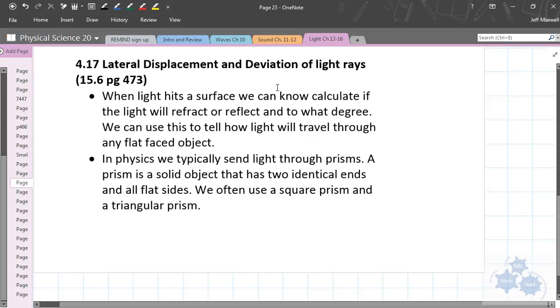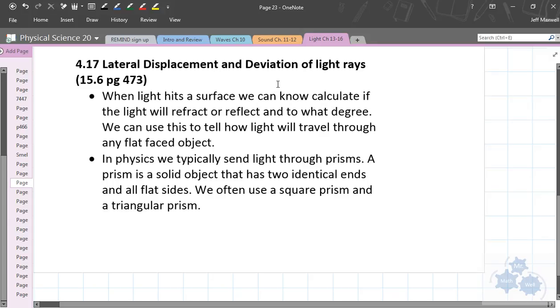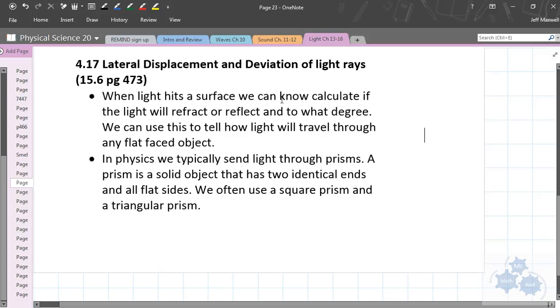Okay, so 15.6, page 473 in your text, we're going to talk about what happens to light rays when they travel through a medium, from air into a certain medium, and then back into air. And I just showed you in class how light rays travel through a prism of glass. And we saw that there was some movement. The light rays seemed to shift sideways as I moved the light through the glass.